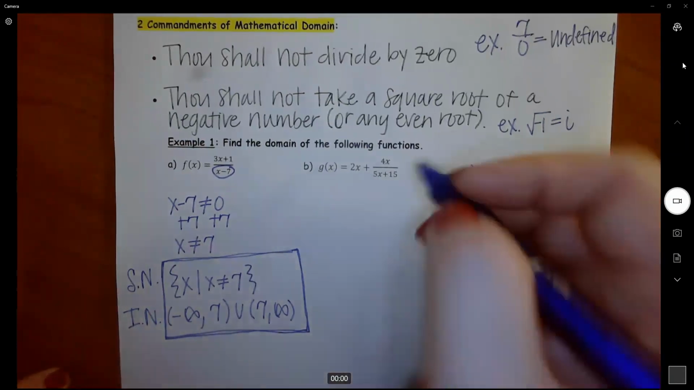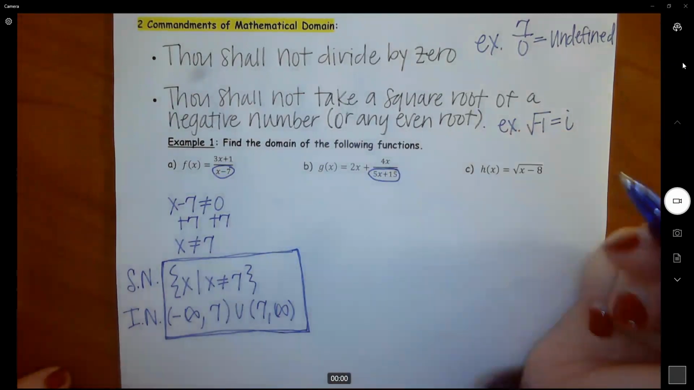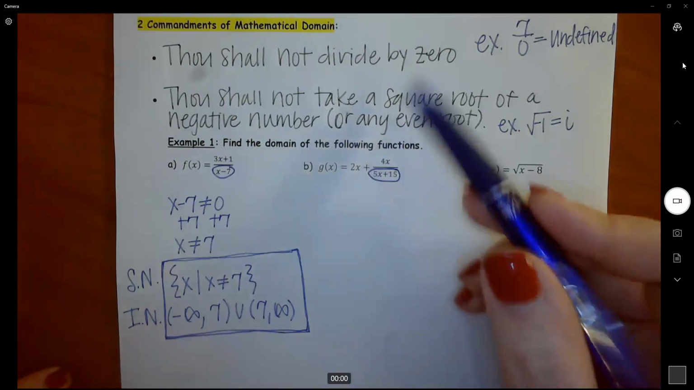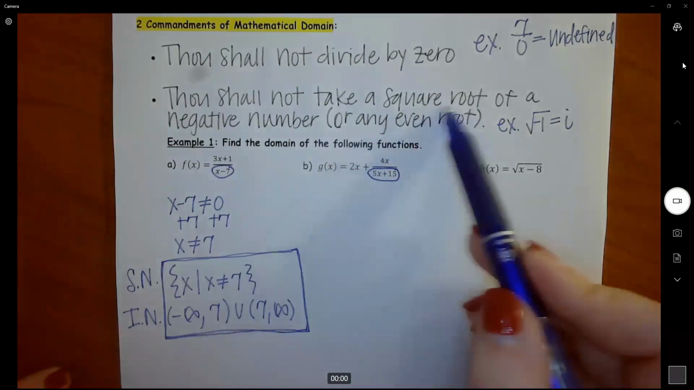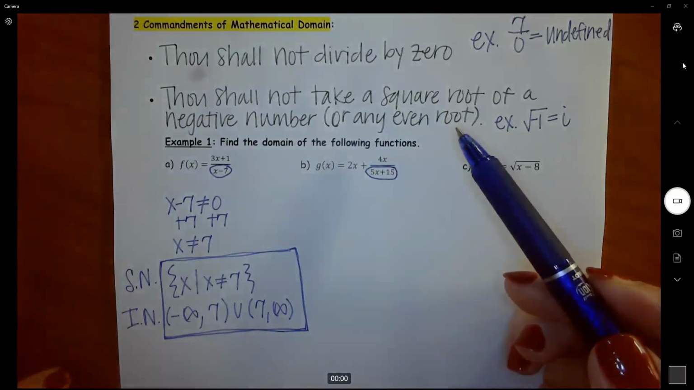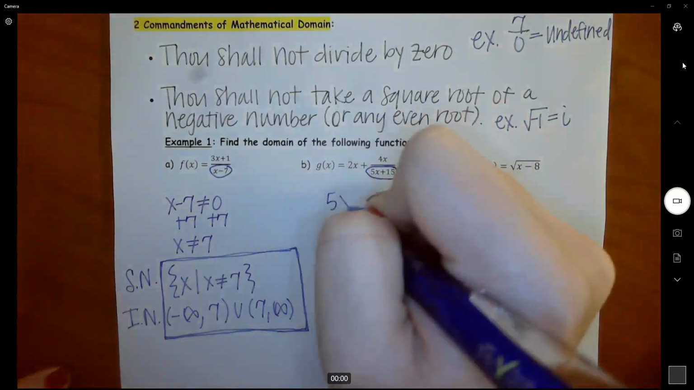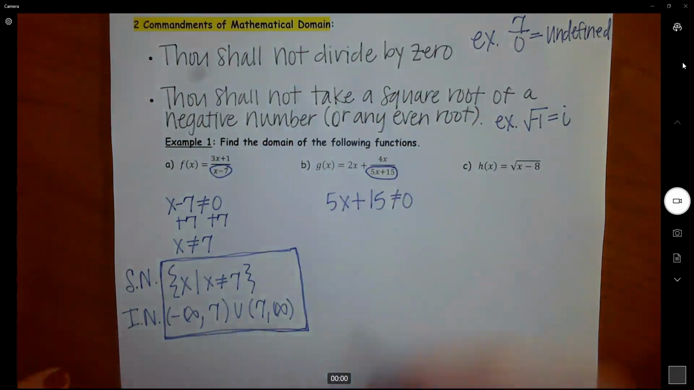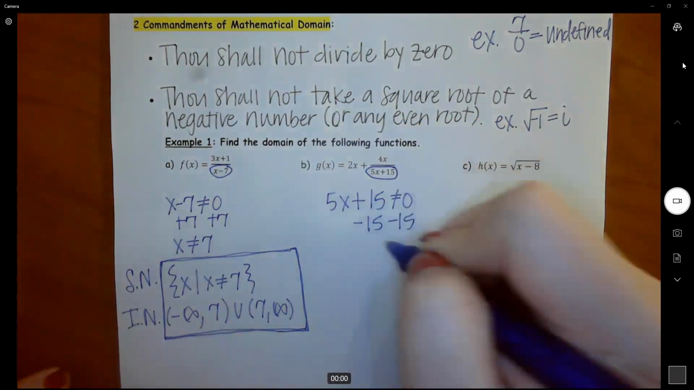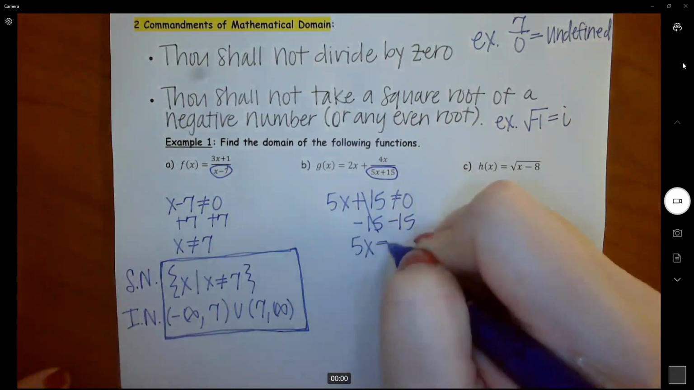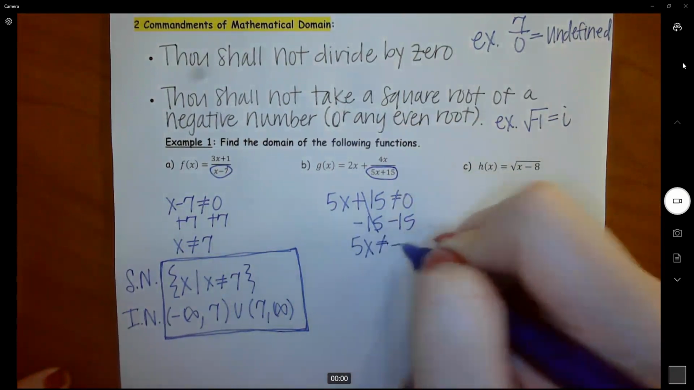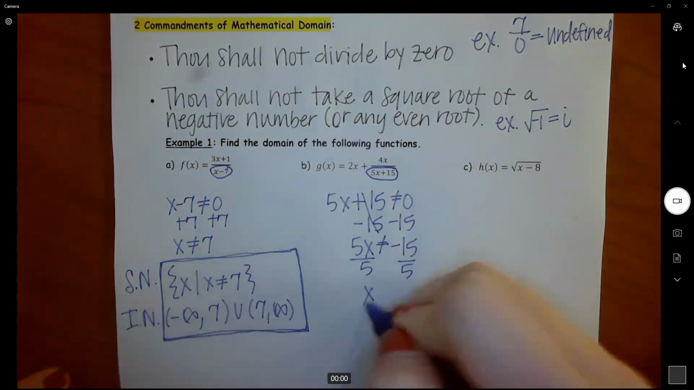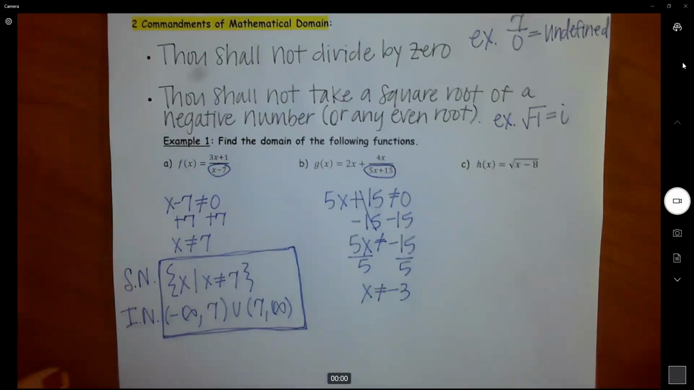So same thing on B. All I care about is that we're not dividing by 0. So I don't even need this 2x. Because there's not a denominator with the 2x, I don't have to worry about dividing by 0. And because there's no square root, I don't have to worry about having a negative under a square root. So we'll take what's in the denominator, 5x plus 15, and set that to not equal 0. So we'll subtract 15. And again, we get 5x does not equal -15. Divide by 5. And x cannot equal -3.